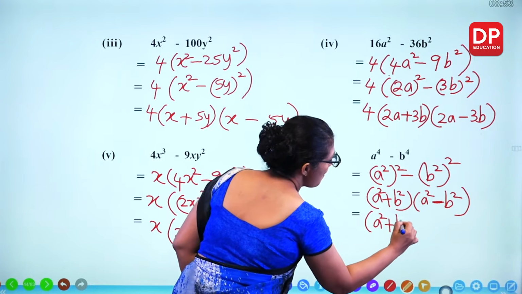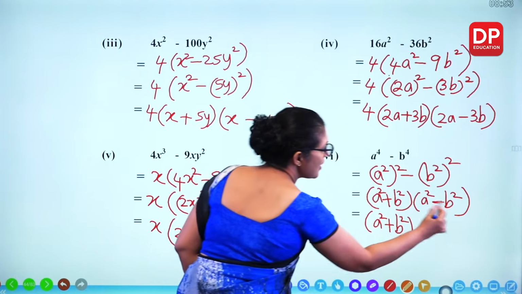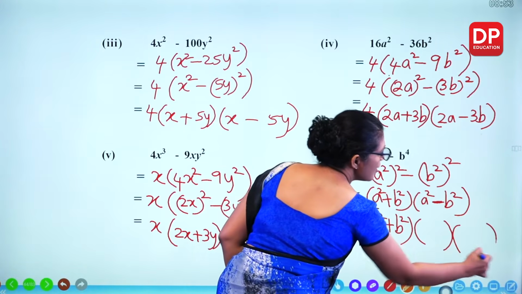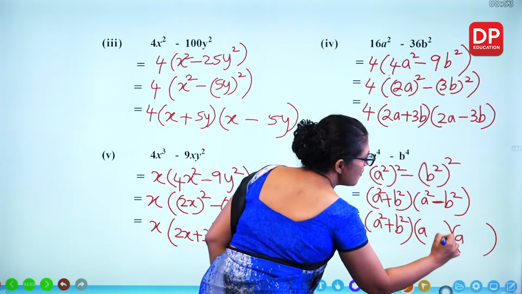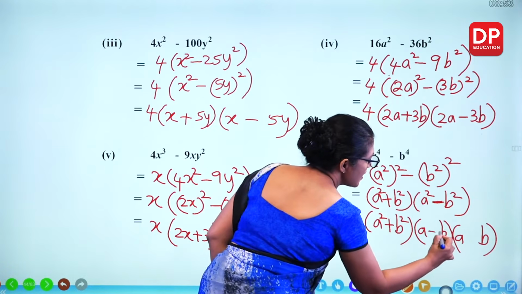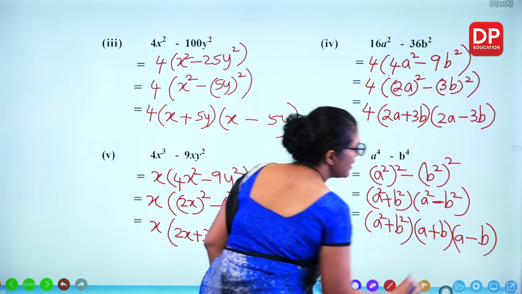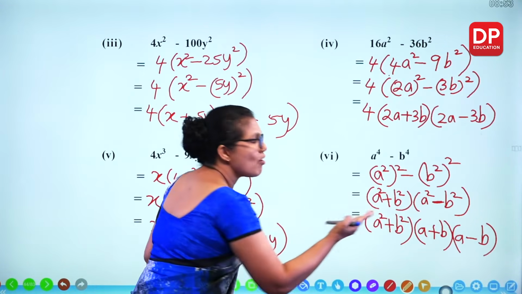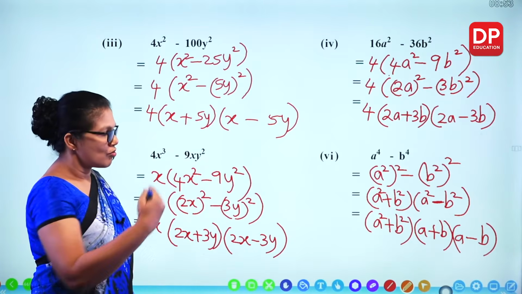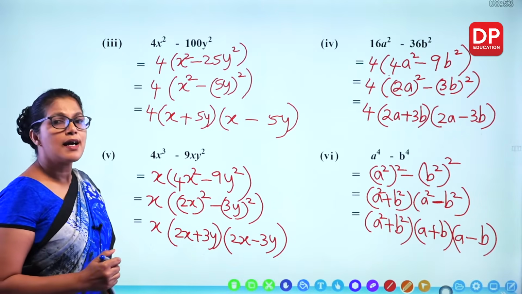A squared plus b squared. Here again you can factorize. One is positive, the other one is negative. So a plus b and a minus b. So if you do up to this point, you are getting half marks. So you need to factorize completely.